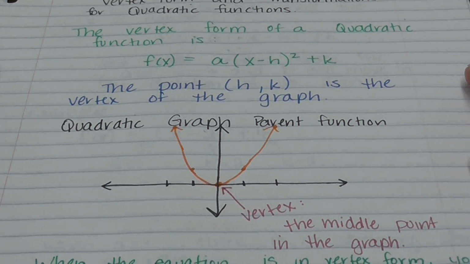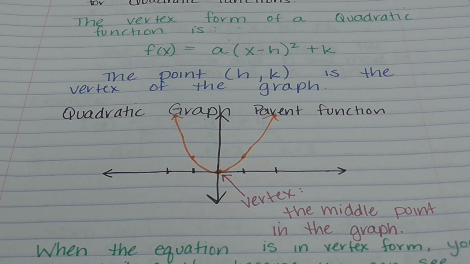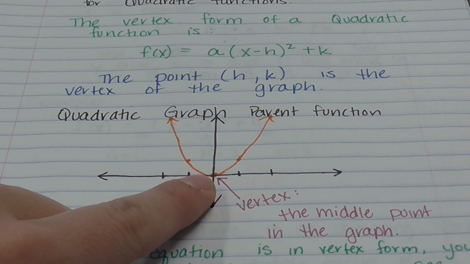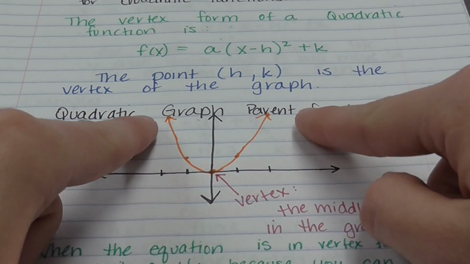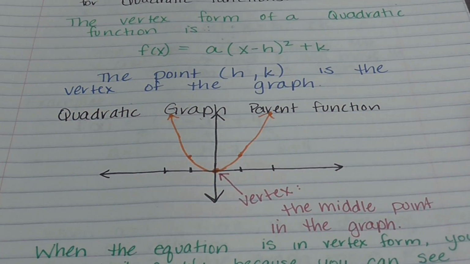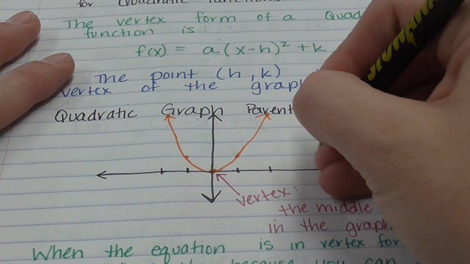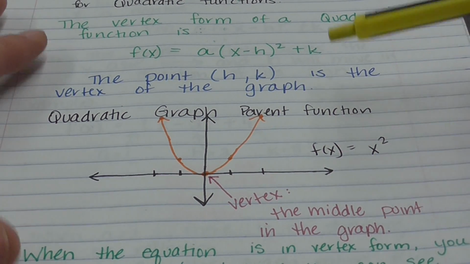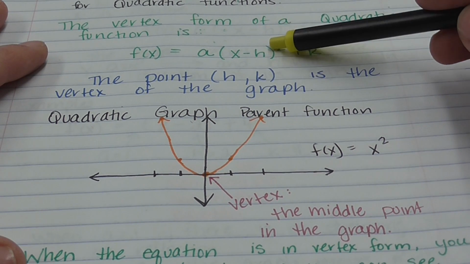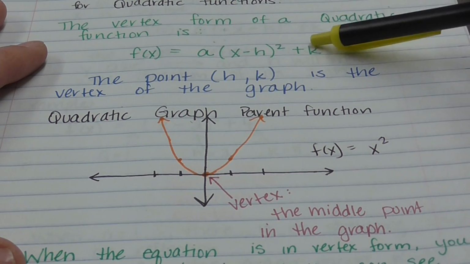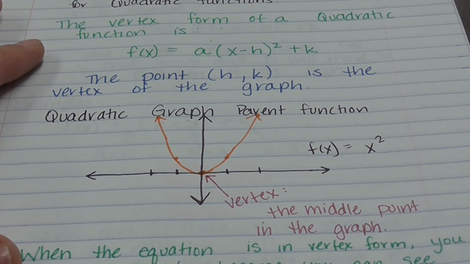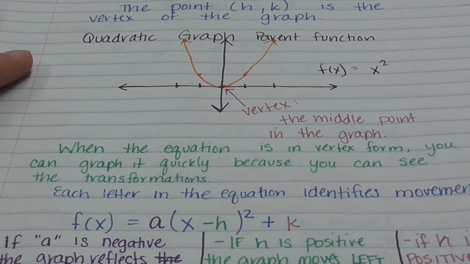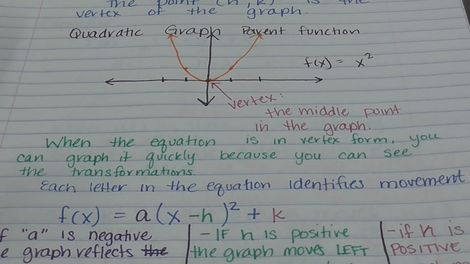So the quadratic parent function looks like this. This is called a parabola. The vertex is that spot at the very bend, the middle point of the graph. So it starts there and it goes up on both sides. The parent function of a quadratic is f(x) = x², okay? Where I'm not adding or subtracting anything to the x before squaring it, I'm not multiplying it by anything, and I'm not adding anything to it after it's squared. It's just x².